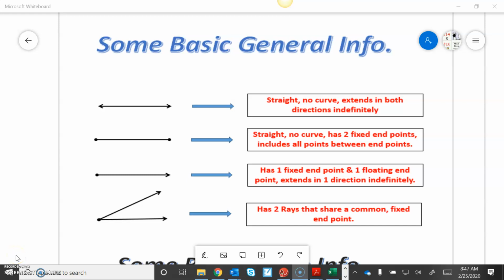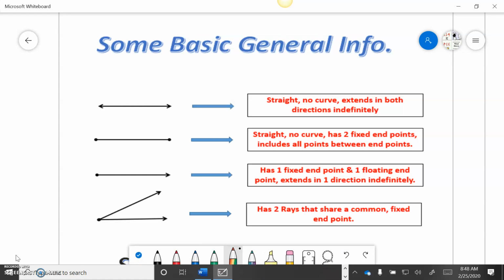We're going to start our next unit by talking about different types of angles. So we're going to start by reviewing some basic geometry and different types of segments and line segments, rays and angles, and how we notate those.